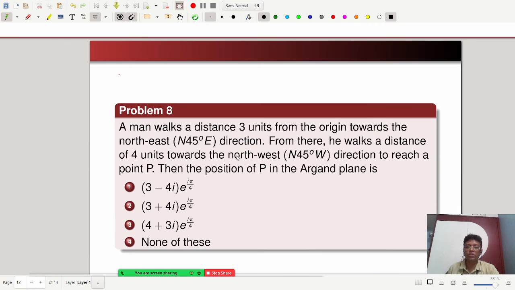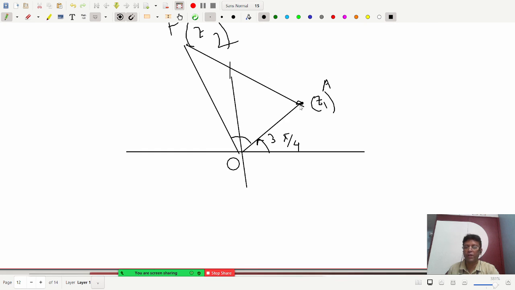Just read, he walks a distance of 4 toward the northwest direction to reach a point P. You have to find out the position of P in the Argand plane. Okay, so this is 90 degrees. This is 90 degrees. Now this is pi by 4.